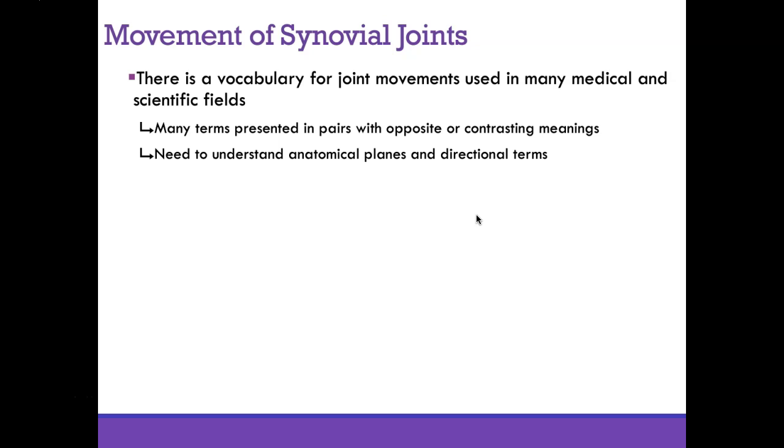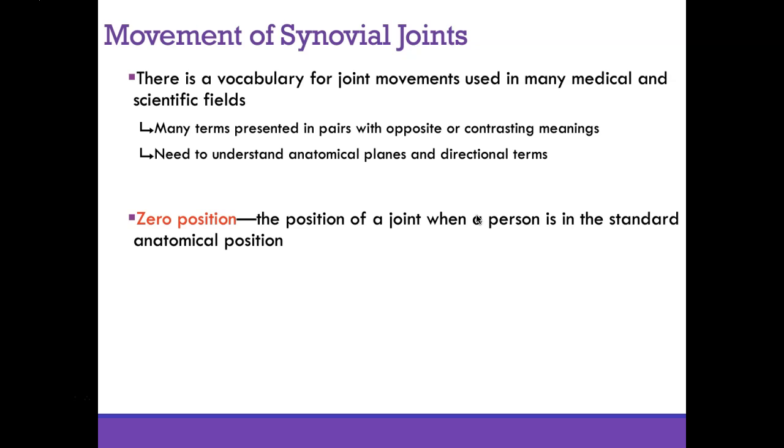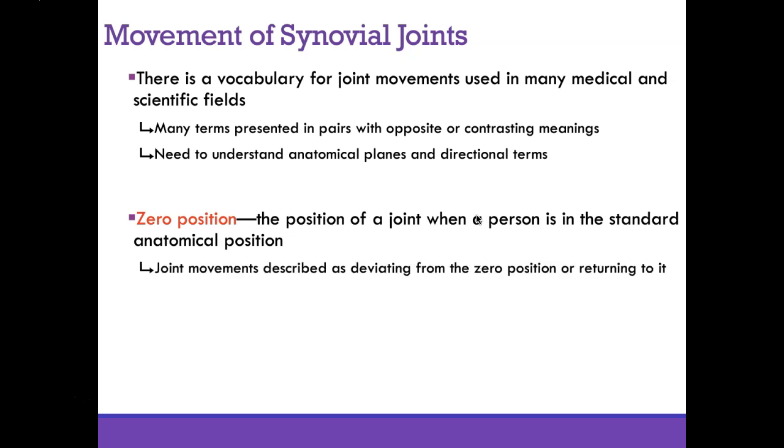You also have to understand anatomical planes, and you have to remember what anatomical position is. That's important. And zero position is the position of a joint when a person is in the standard anatomical position. What we do is we describe joint movements by how they deviate from the zero position, or how they return to the zero position.